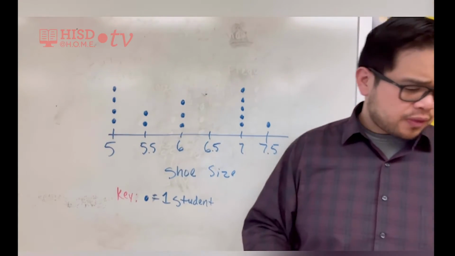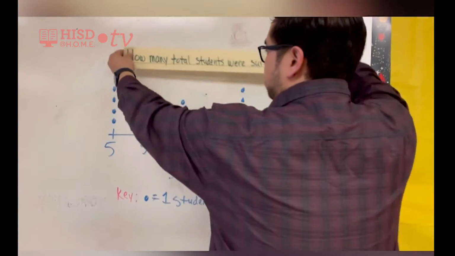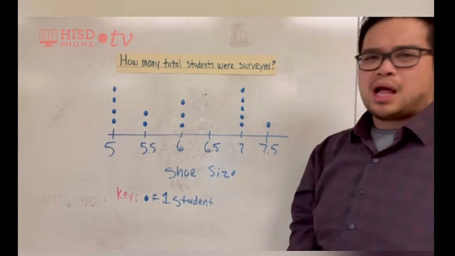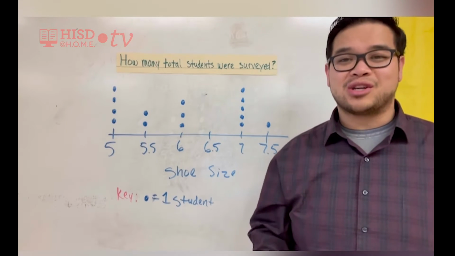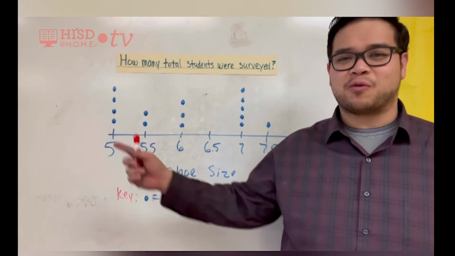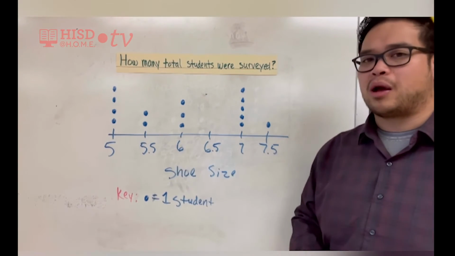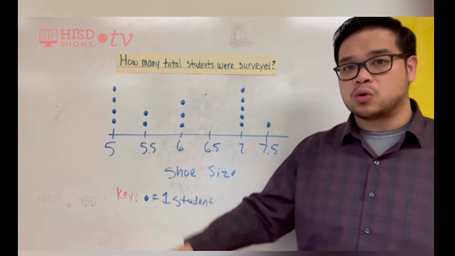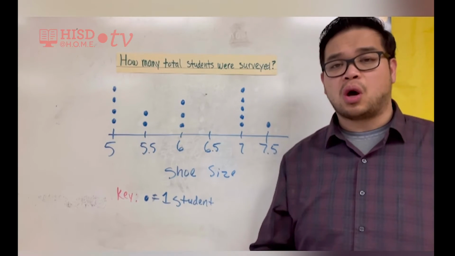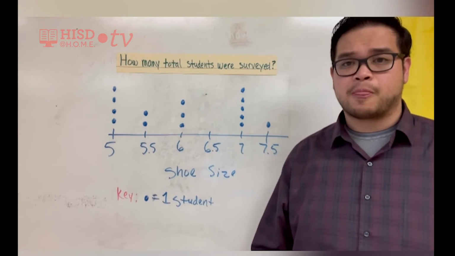So our first question is, how many total students did we survey? If you were paying attention earlier, we kind of did that already with the frequency table, but how can we do it with our dot plot? Simple. We know that our key says that 1 dot equals 1 student. So all we have to do is count how many dots we have to determine how many students we have.